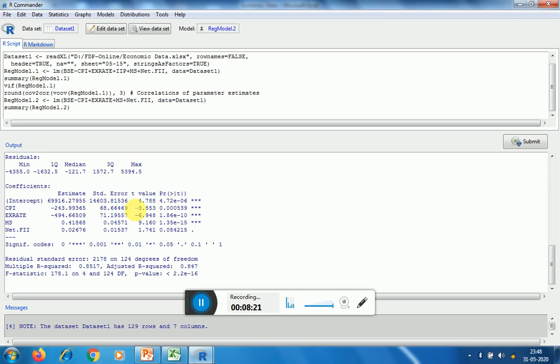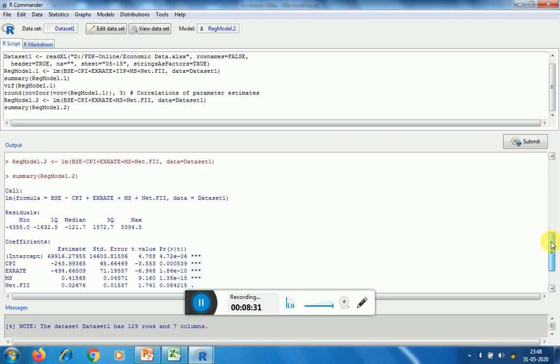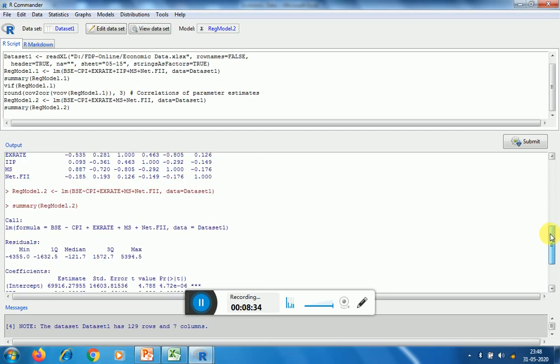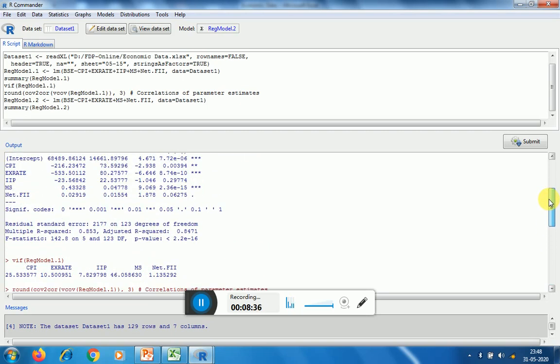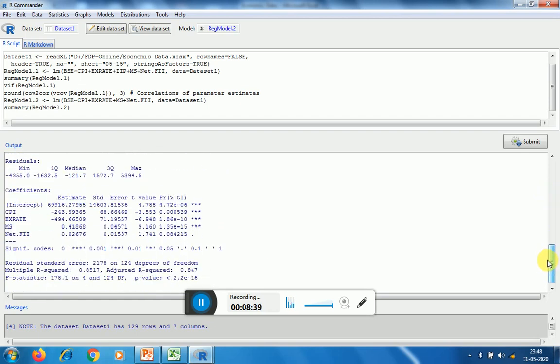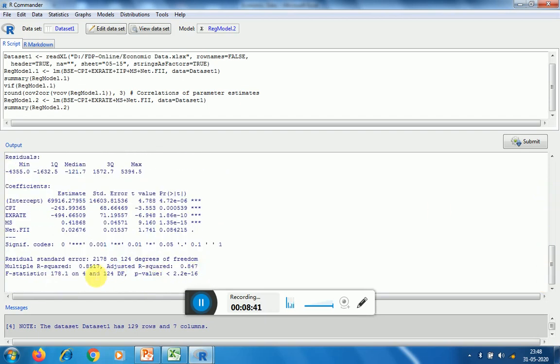Now if we see this model, here we can see that now all the variables are significant. Previously your R square was 0.853, and now your R square is 0.8517. That means the value of R square is not changing significantly, and the variable is eliminated, and here we can see that all the variables are now significant.